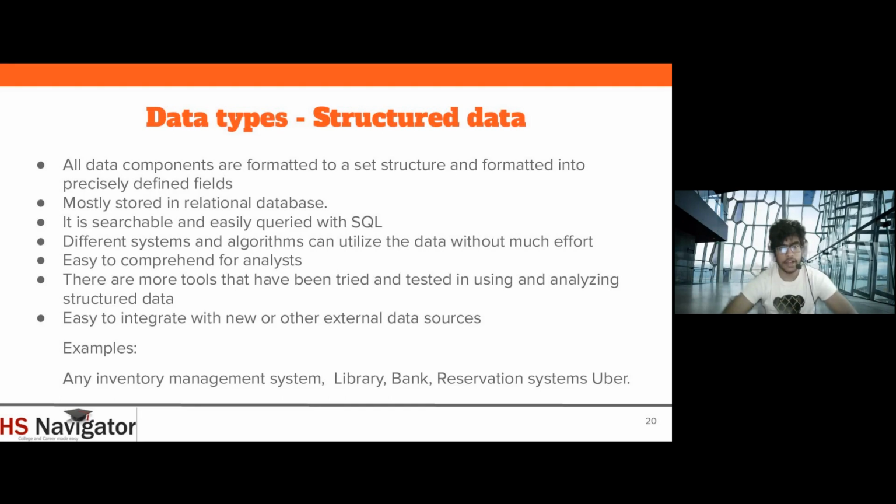Different systems and algorithms can utilize data without much effort. It is easy to comprehend for analysts. There are more tools that have been tried and tested in using and analyzing structured data. It is easy to integrate with new or external data sources as well. An example would be any inventory management system, library, bank, reservation system, or Uber.